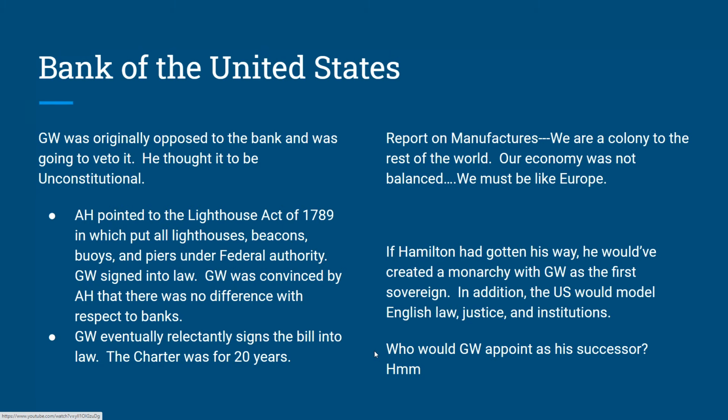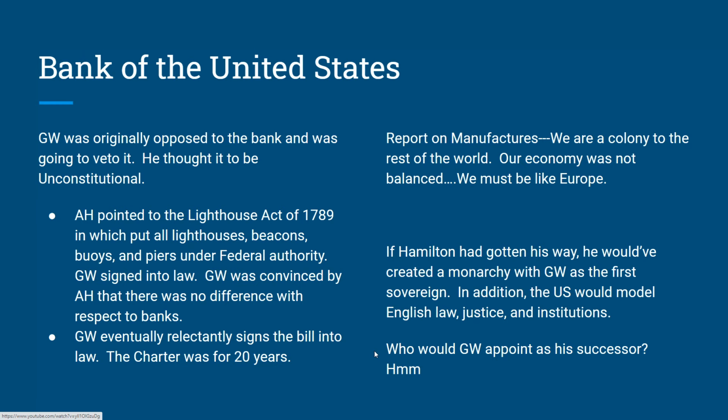So in his report on manufacturers, Hamilton argued that the United States is a colony to the rest of the world. Our economy was not balanced, and we must be like Europe. So he says we can't be a nation of farmers. 90% of Americans are farmers, but he says we have to be a lot like Europe. We have to be able to manufacture things. We have to be able to build things. We got to have industries. We can't just continually depend on other countries to provide us the things we need when we should be able to provide those things for ourselves.